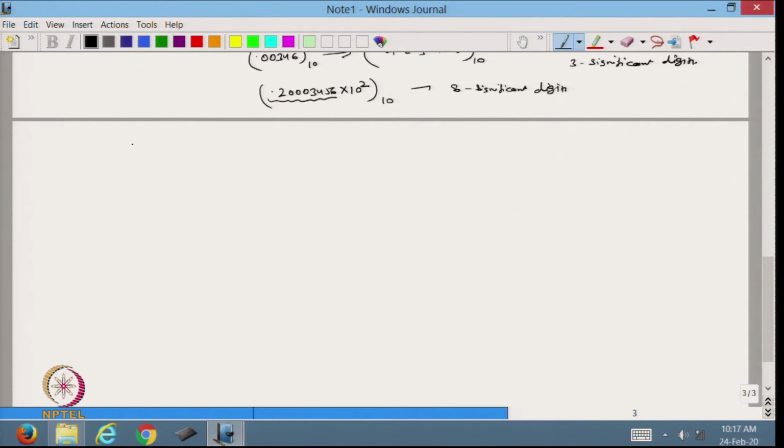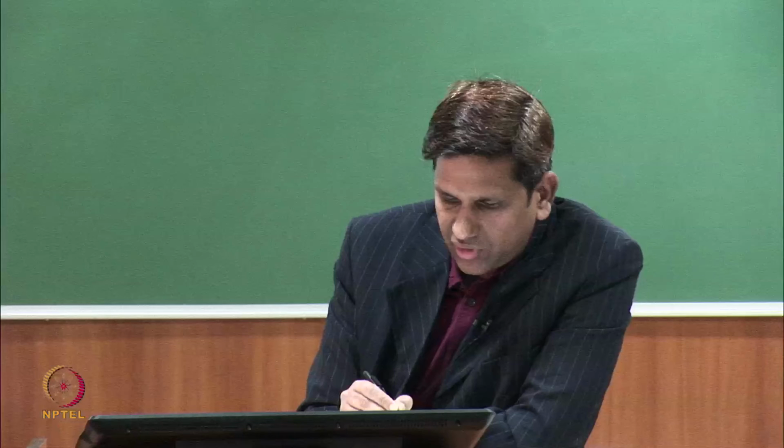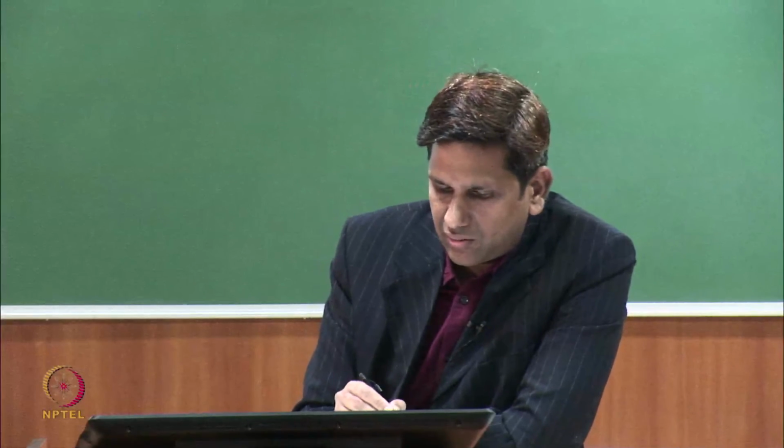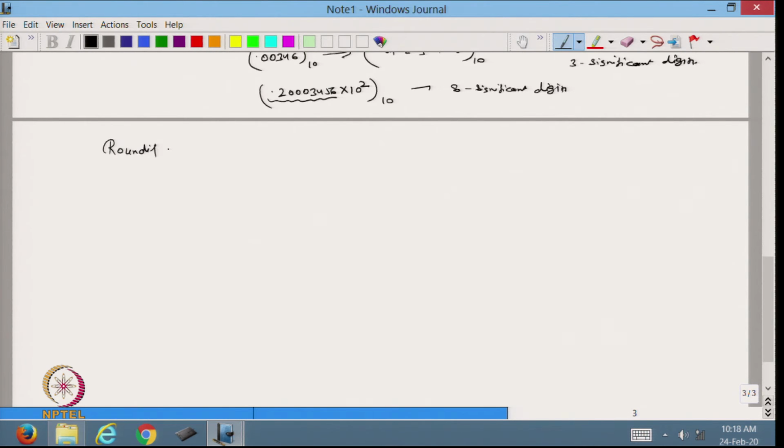Now, we find out how the errors occur in the computer. For this I will find out that there are two types of approximation of a number. The first is called rounding of a number.